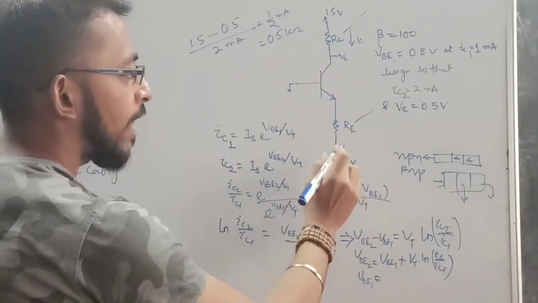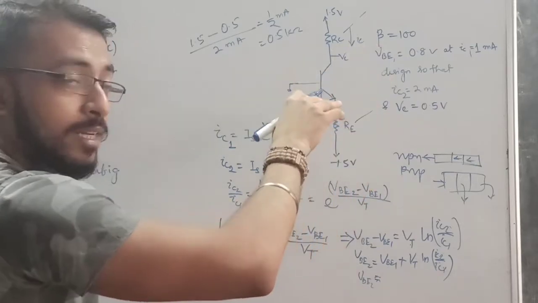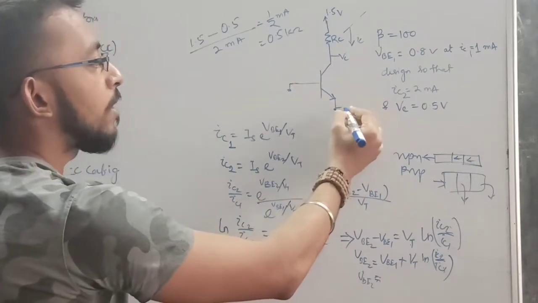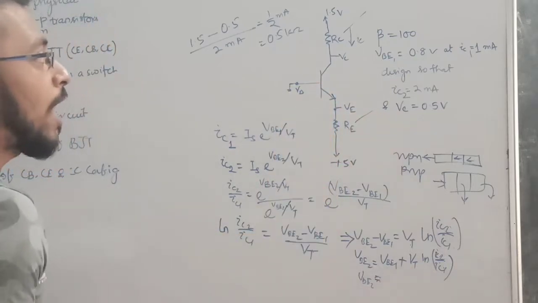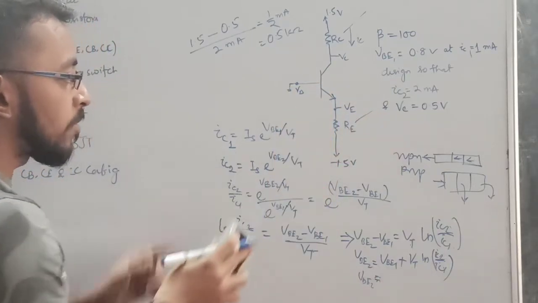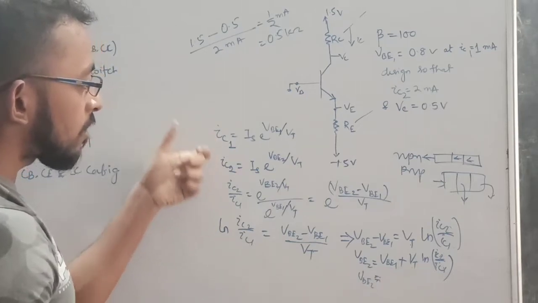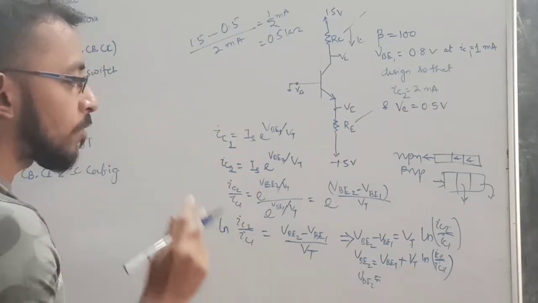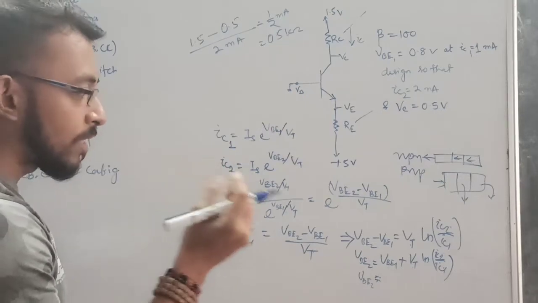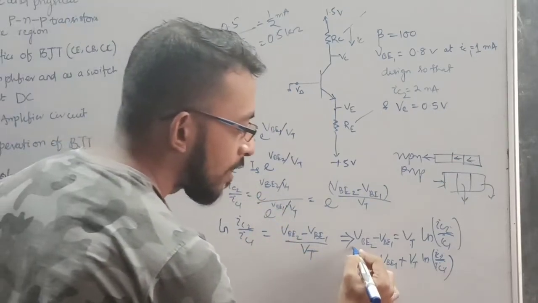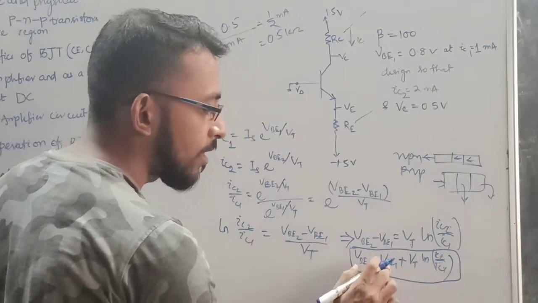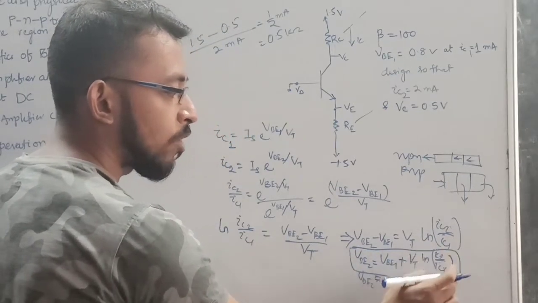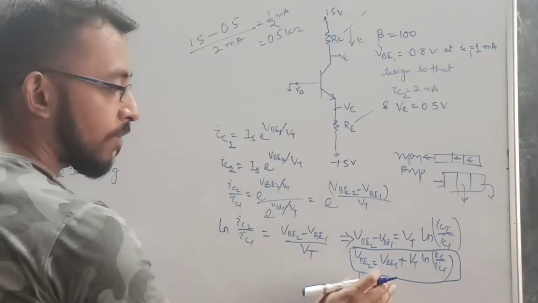Now I have to find the value of RE, then only my circuit design will be complete. To find the value of RE, this is VE, this is VB. How to find the value of RE? I am removing this part. Here is the relation between IC and VBE. If you know 2 currents and you know 2 voltages VBE, then this is the relationship: VBE2 equals VBE1 plus VT ln IC2 upon IC1. Accordingly, you can find the value of VB.